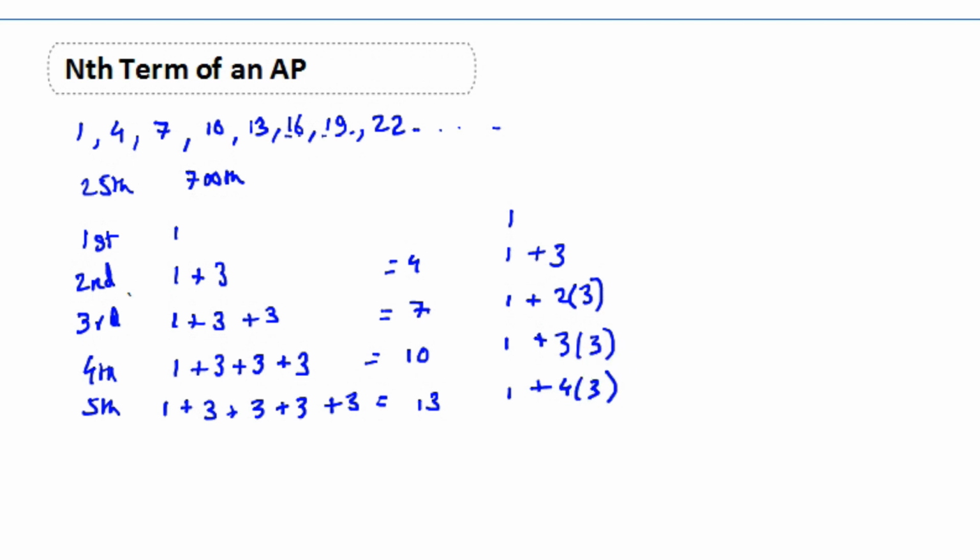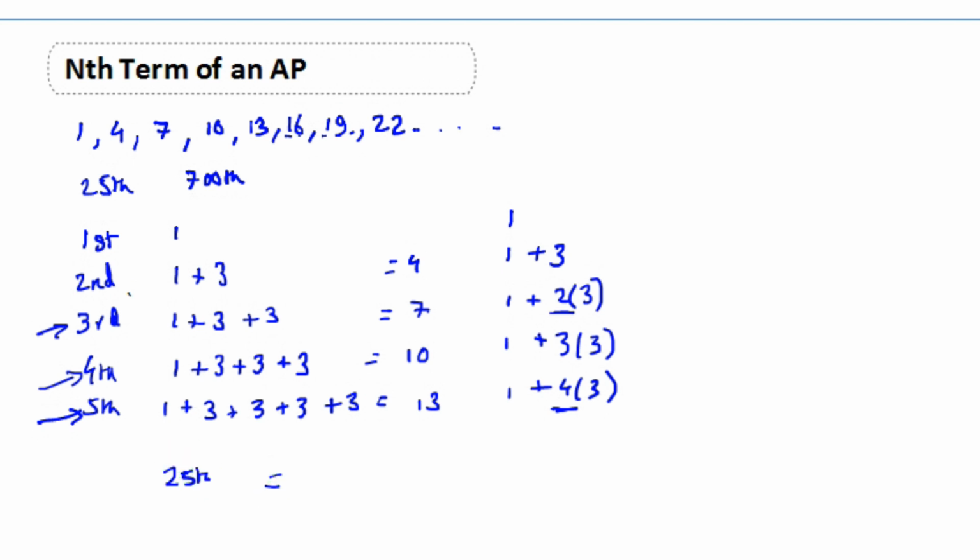Now we can see some pattern emerging out of that. When we have got the third term, we have got 2 times 3. When we are looking at the fourth term, we have got 3 times 3. When we are looking at the fifth term, we've got 4 times 3. So looking at this, what will be the 25th term of the sequence?